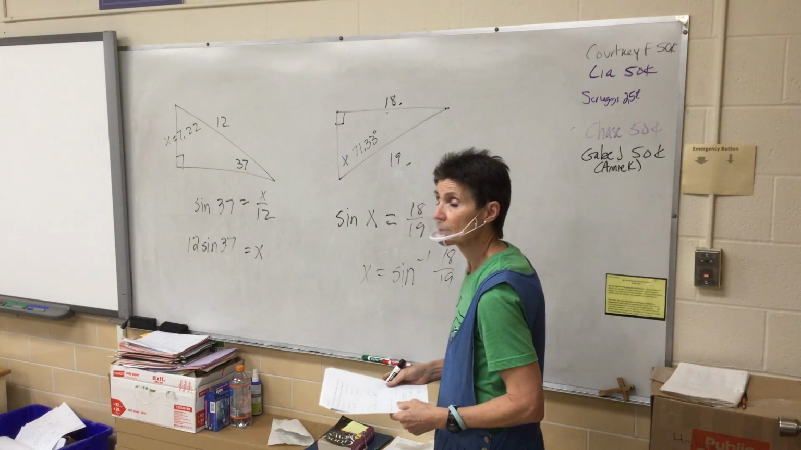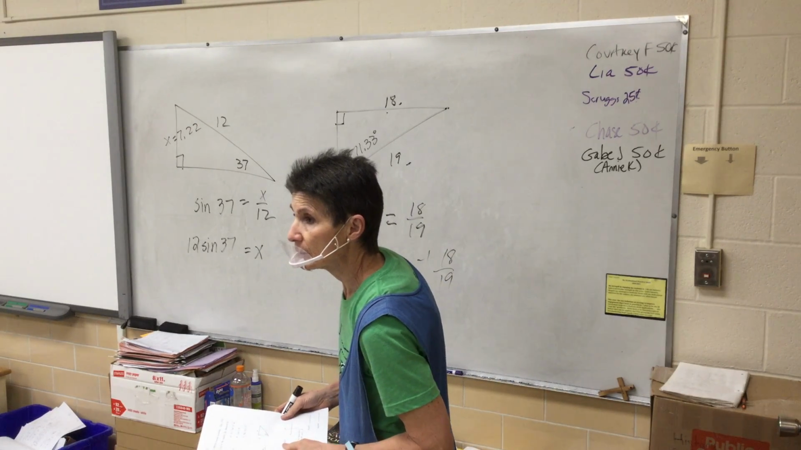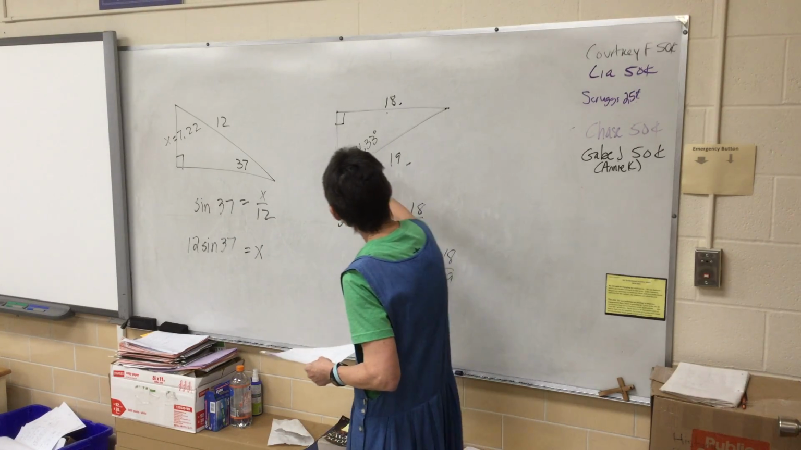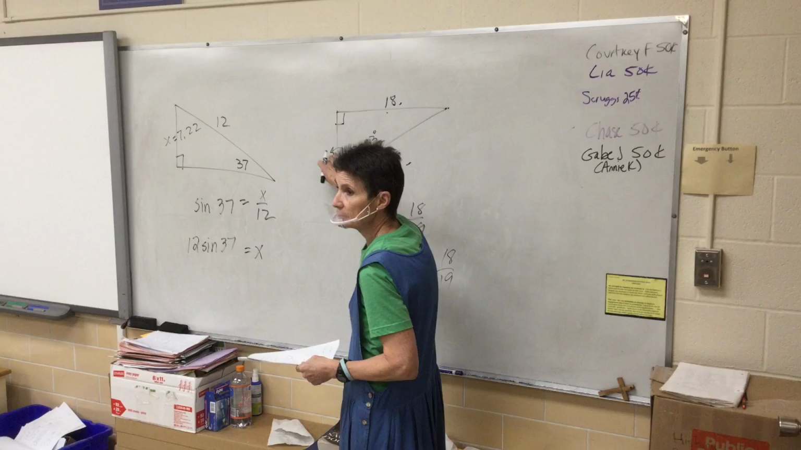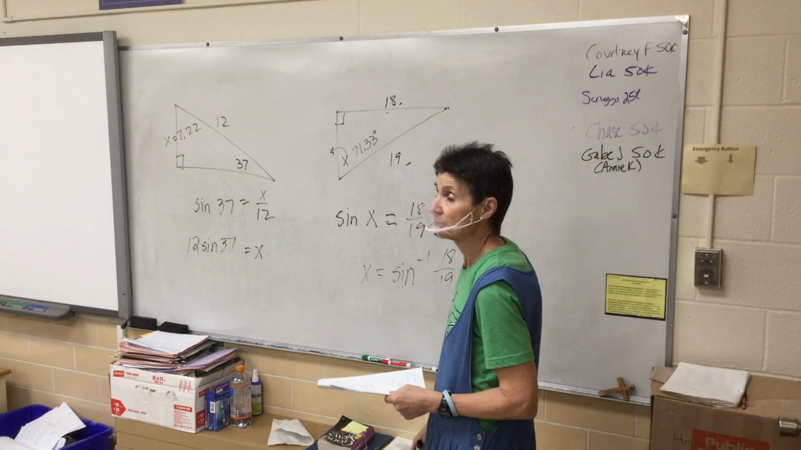Why is 18 the opposite side instead of the adjacent side again? Okay, adjacent would mean right next to. It's not right next to the x.